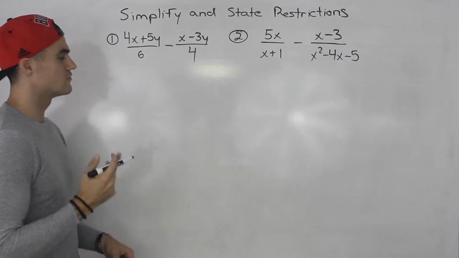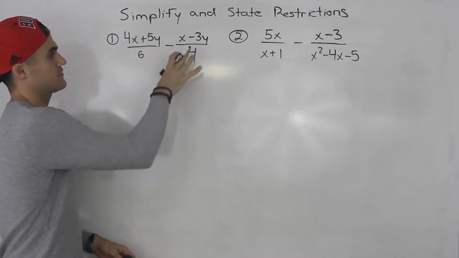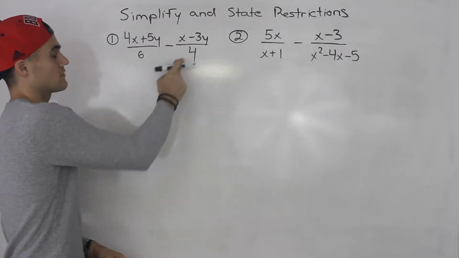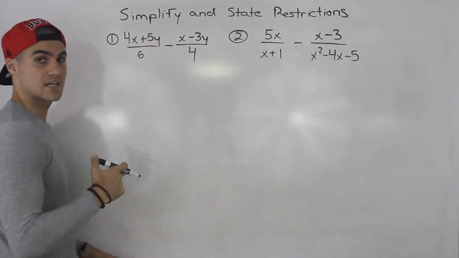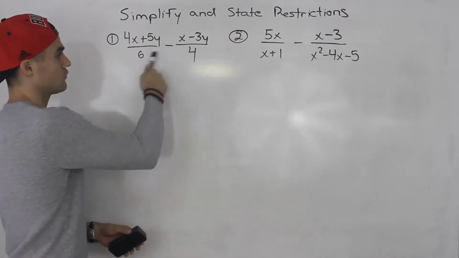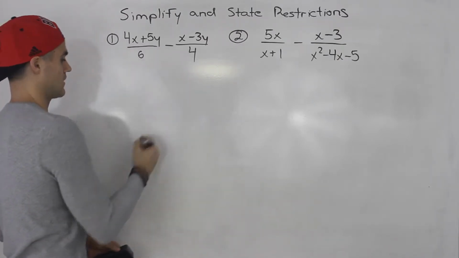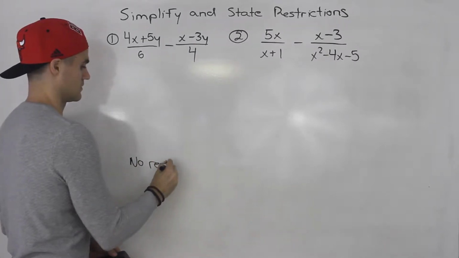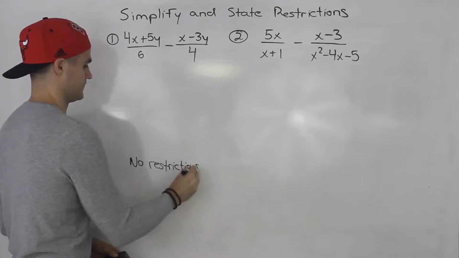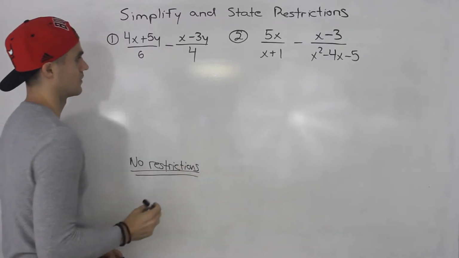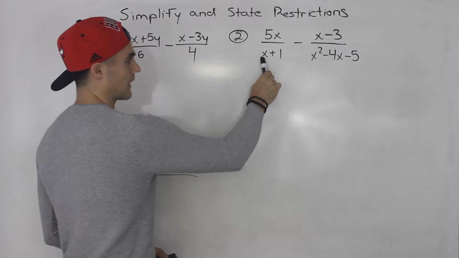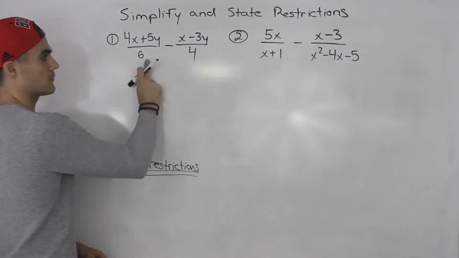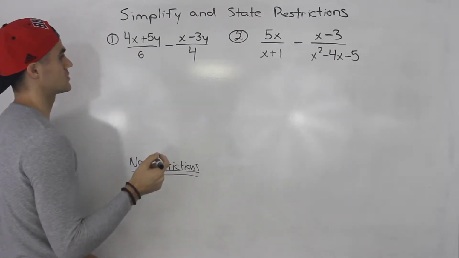So first thing you do, factor. Notice that everything is factored. Can't really factor anything in either numerators or either denominators. Then you want to state the restrictions. But because there's no variables in the denominators here, there actually is no restrictions for this one. Like here we have these x's, so there's probably going to be restrictions there. But here, because we have numbers, there are no restrictions.